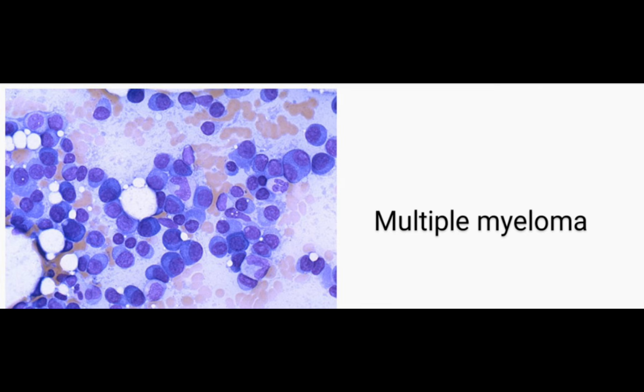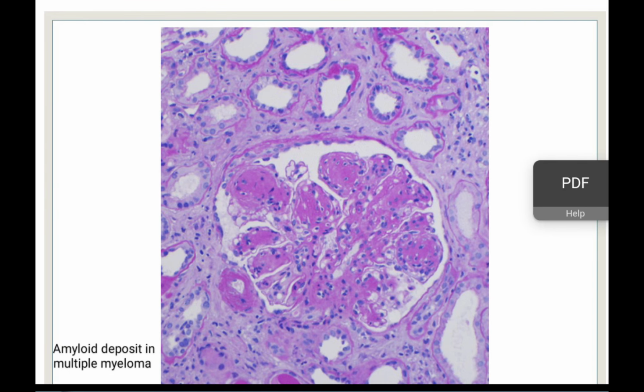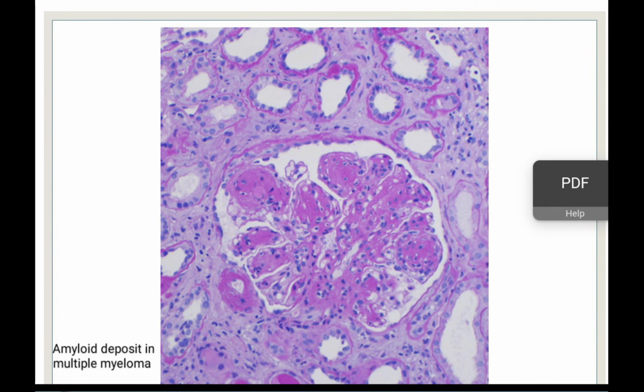Then this is an image of multiple myeloma. In multiple myeloma, the myeloma cells will be present. Then next is amyloid deposits. Amyloid deposits means amyloid, that is light chain amyloid, is deposited in the kidneys in multiple myeloma. That leads to renal failure. These are amyloid deposits.